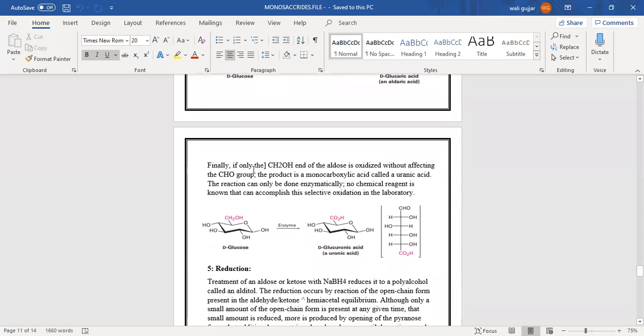Finally, if the CH2OH hydroxymethyl end of an aldose is oxidized without affecting the aldehyde group, the product is a monocarboxylic acid called a uronic acid. The reaction can only be done enzymatically. No chemical reagent is known that can accomplish this selective oxidation in the laboratory. So it takes place just enzymatically, like D-glucose under a specific enzyme forms uronic acid.